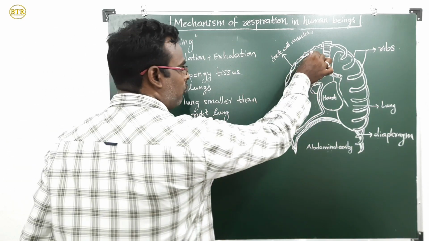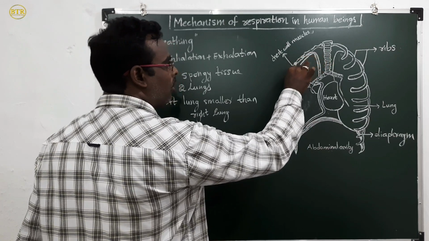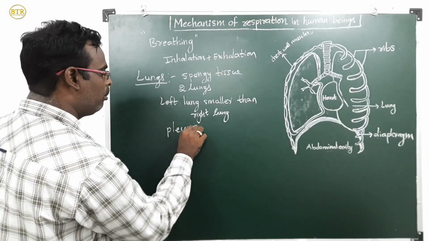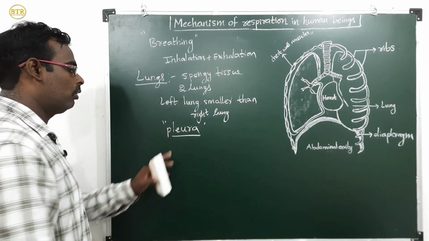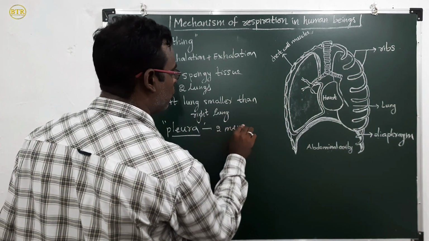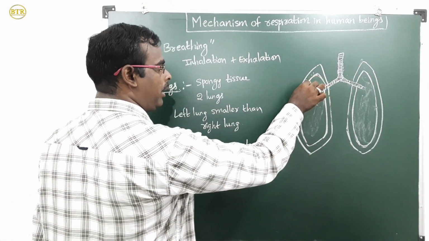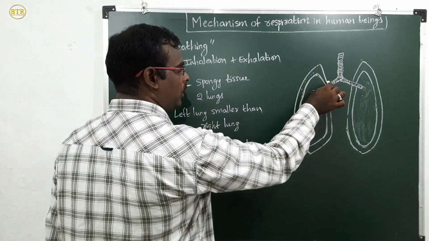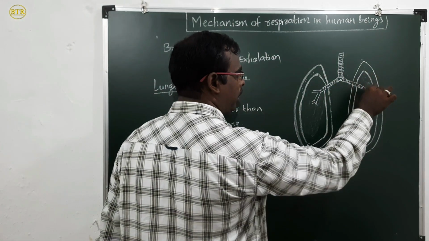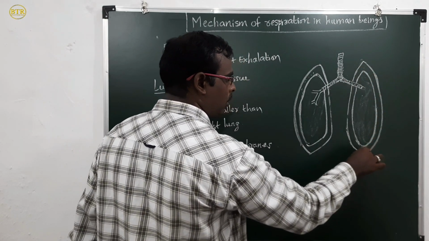If you observe the structure of the lungs, these lungs are covered by two membranes. These two membranes are called pleura. The membranes which cover the lungs are called pleura. How many membranes are covering the lungs? Two membranes. This lung is also covered by two membranes.